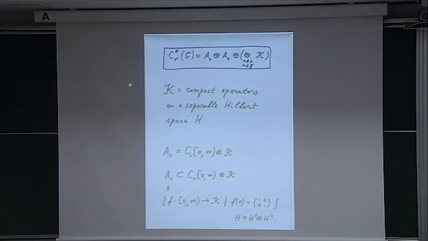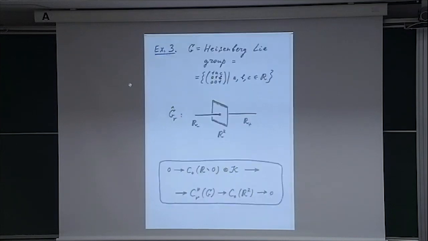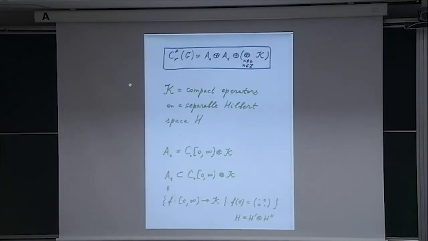Essentially, it means that the group C* algebra of SL2R decomposes into three parts. There are three ideals which correspond to a direct sum of 1, 2, and infinitely many C* algebras. K is the compact operators on the space of the irreducible representation.